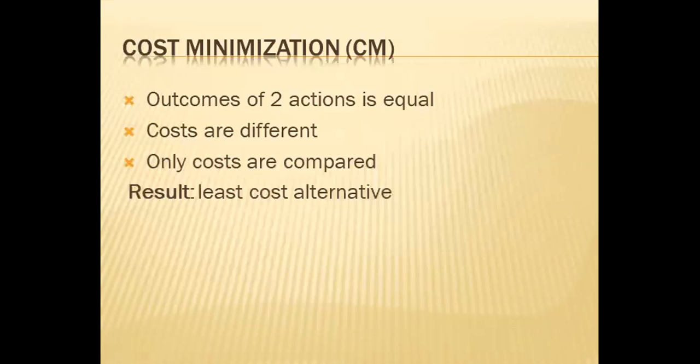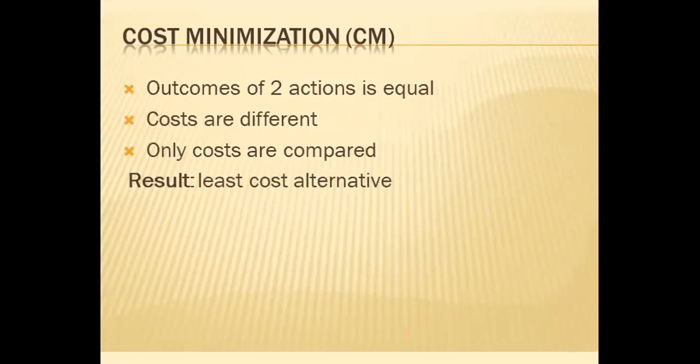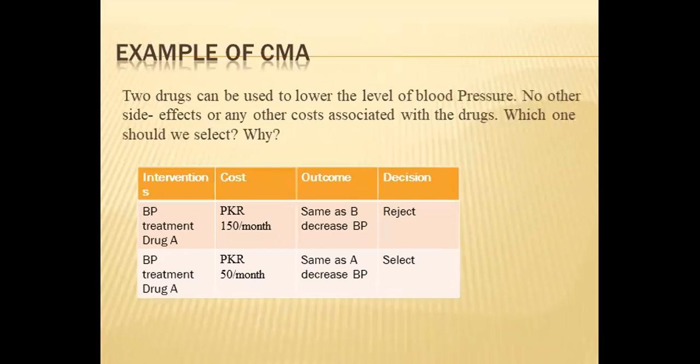In this cost minimization, the outcome of two actions is equal, costs are different, and only costs are compared, and the result is the least cost alternative that we adopt. For example, two drugs can be used to lower the level of blood pressure. No other side effects are associated with the drug which we select. For example, drug A for BP control is 150 rupees per month, and the other drug is 50 rupees per month, and both have the same effect.